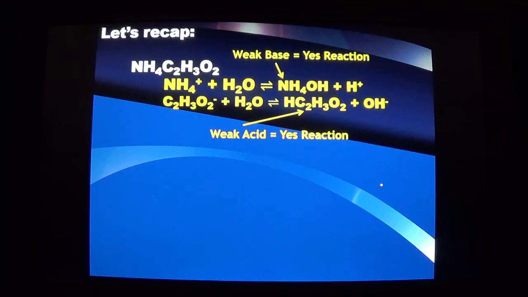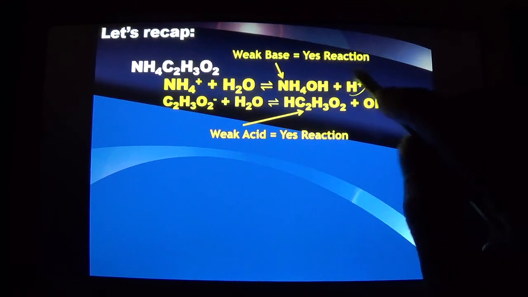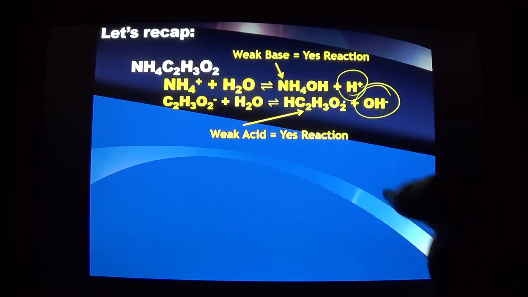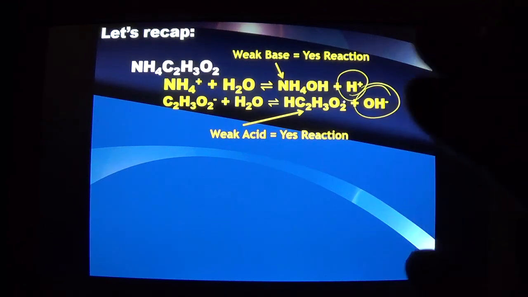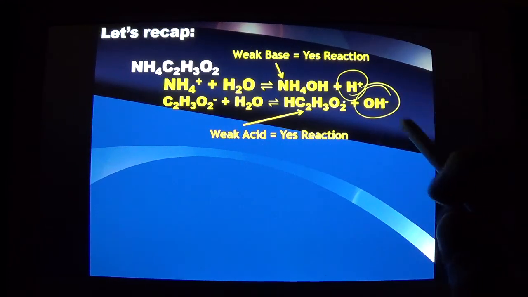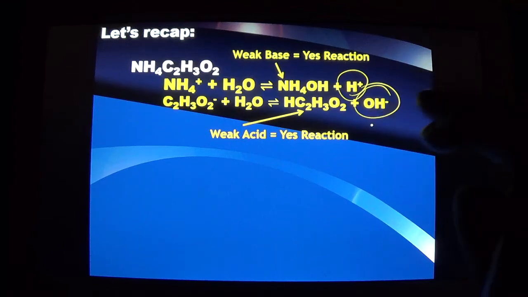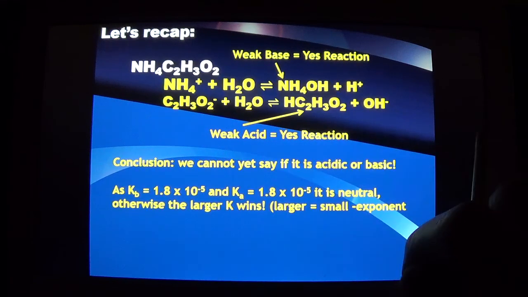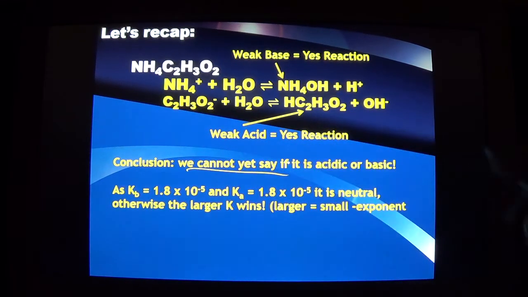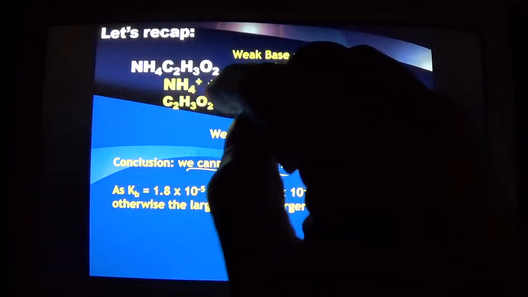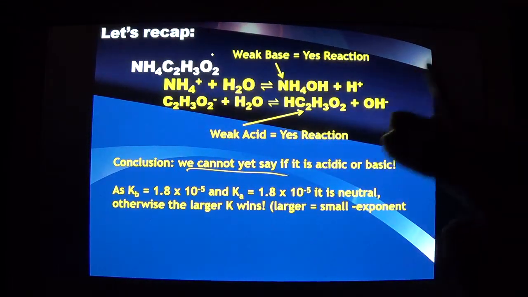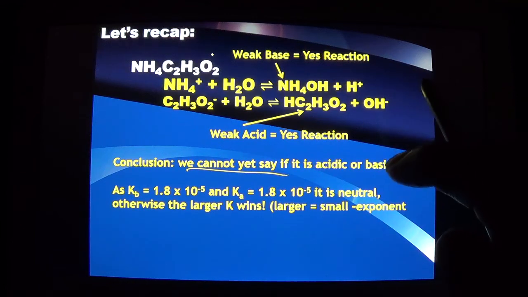If I say yes to both, that means I'm making both H plus and OH minus. Does that mean I'm neutral? I hope you got to this point and said, I don't know what to do next, because that's exactly the right answer. You don't know. If all you have to work with is the salt formula, you would not know if this is neutral or not.